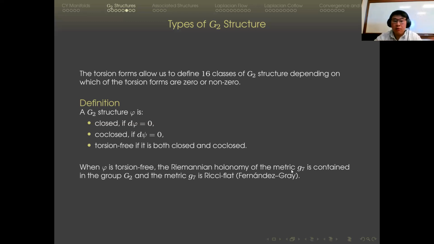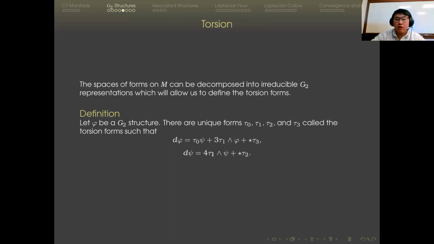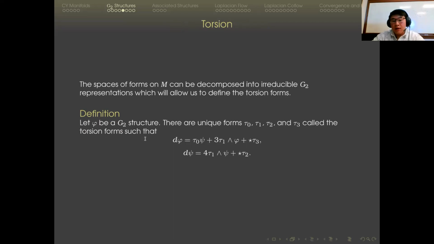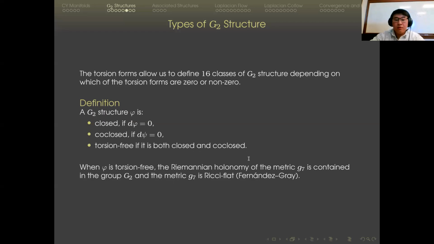We care about closed G2 structures. That's when the three form is closed, which equivalently means that tau 0, tau 1, and tau 3 are 0. We have co-closed G2 structures where the four form is closed. In that case, tau 1 and tau 2 both vanish. And we have torsion-free if both of these hold simultaneously. And the torsion-free G2 structures are sort of the ones we care about.